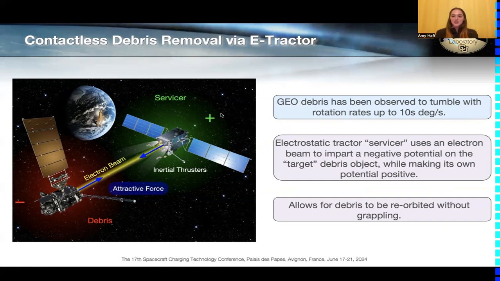The electrostatic tractor has been proposed as a method of contactless debris removal. Here, there's a servicer spacecraft that uses an electron beam to make the target object's electric potential negative while making its own potential positive. This allows the servicer to then pull the target contactlessly into a graveyard orbit.